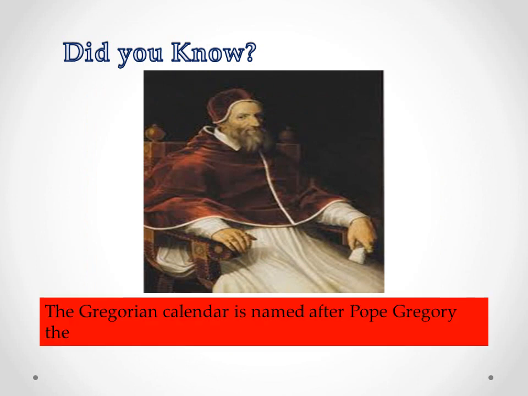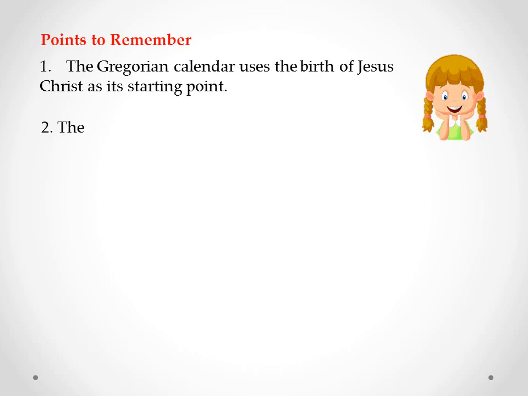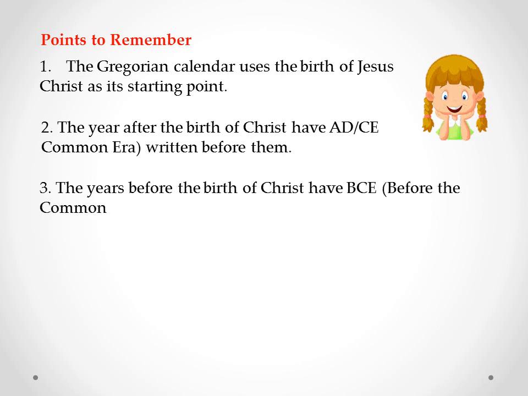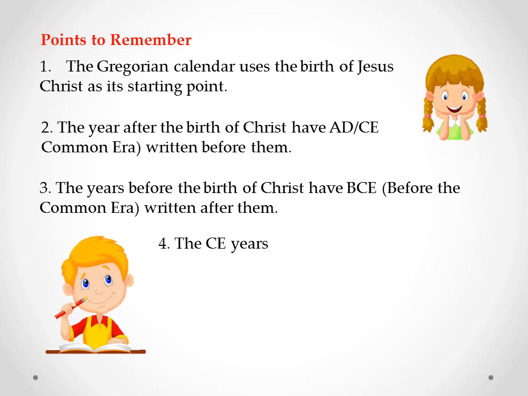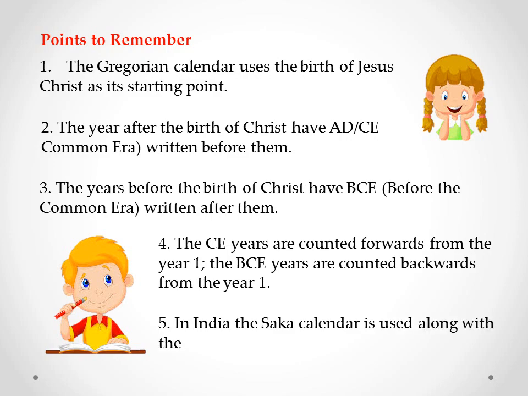Now, let us quickly revise everything. The Gregorian calendar uses the birth of Jesus Christ as its starting point. The years after the birth of Christ have AD or CE written before them. The years before the birth of Christ have BCE written after them. The CE years are counted forward from year 1 and BCE years are counted backward from year 1. In India, the Shaka calendar is used along with the Gregorian calendar.